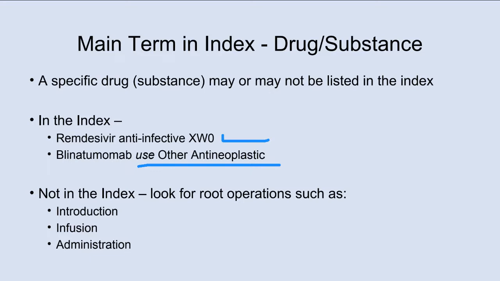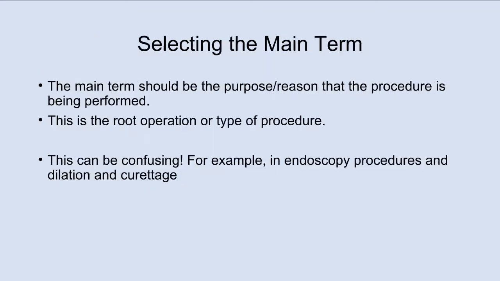So if it's not in the index, what do you do? Well, look for root operations for how it's been administered. Is it an introduction? Is it an infusion? Is it administration? Look under that main term in the index rather than the specific drug. But sometimes the drug will be there and sometimes it won't. So this can be confusing.